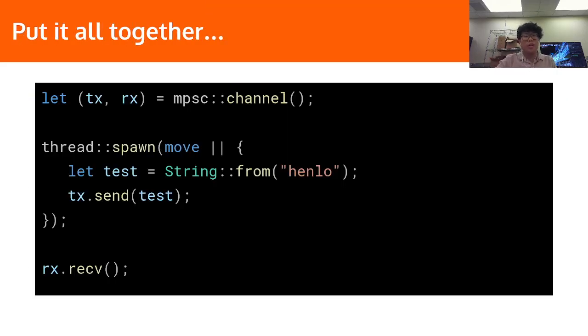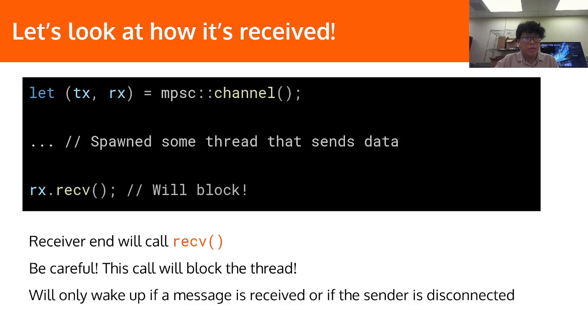Right, so let's look at how it's received on the other end. So again, here we create a channel, and here was the code just now where we spawn some threads, right? Now, how do you actually receive the data? What happens is that you use the rx, which is the receiver end, and you call the function rx.recv, right?